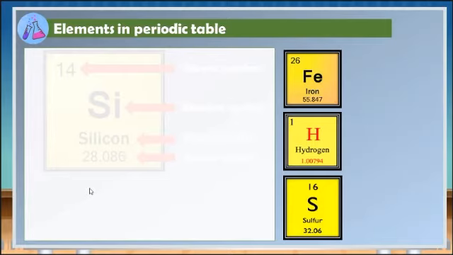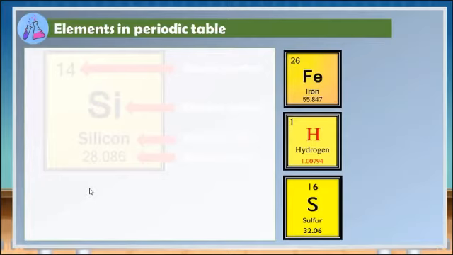Next, we have Bidonia. Good afternoon po. Good afternoon. What is the symbol for iron? Iron. Fe po. Very good.